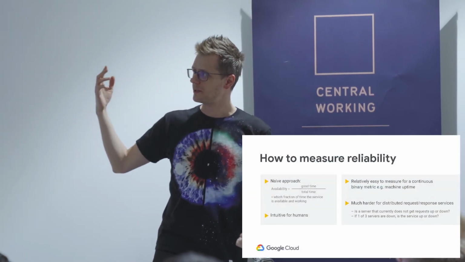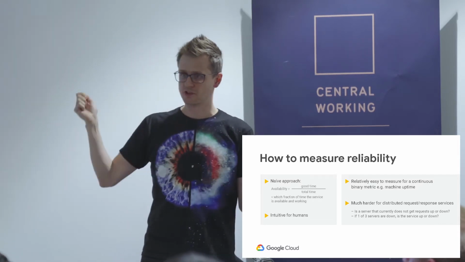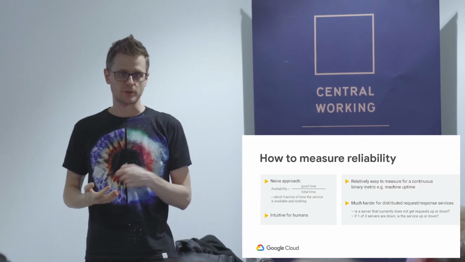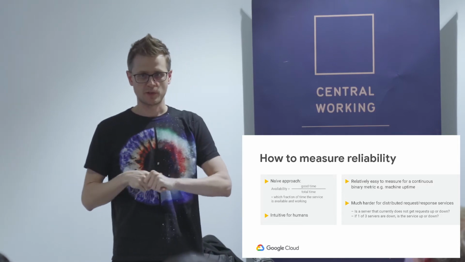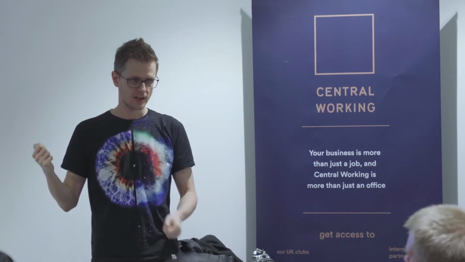And the first question is obviously how do you measure reliability? And the naive approach is to measure uptime, right? You can count the amount of time that the system was working, divide that by the total duration of your time period, and then you get this fraction of the time your system was up. It's pretty intuitive for humans to reason about. And it's easy to measure if you have a single box doing things.